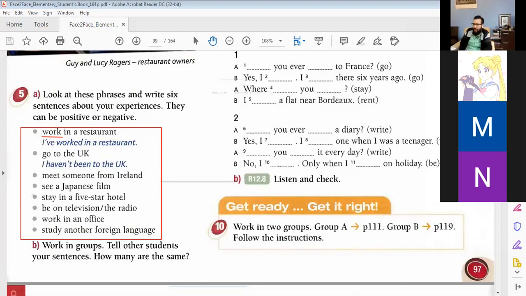And Manal, what about your life experience? Okay, I haven't worked in a restaurant. Okay. I have never been to the UK. I haven't met someone from Ireland. I have seen a Japanese film. I have stayed in a 5-star hotel. Okay. I haven't been on television or radio. The radio. I have worked in an office. I have studied another foreign language.